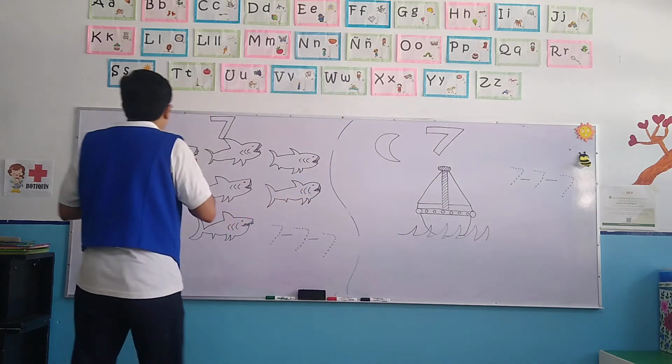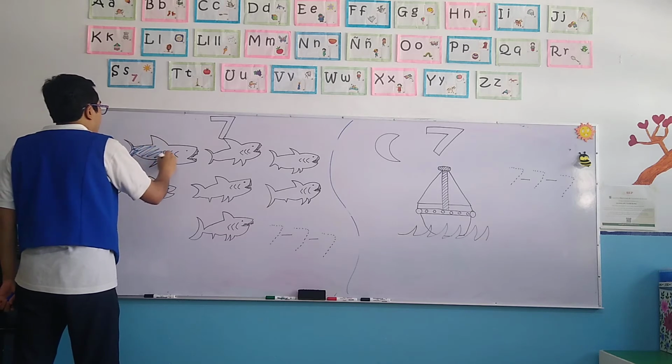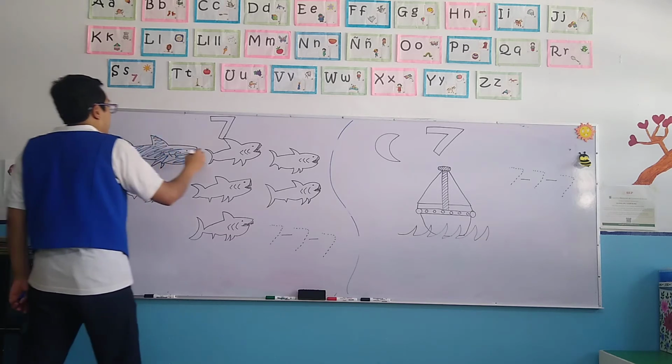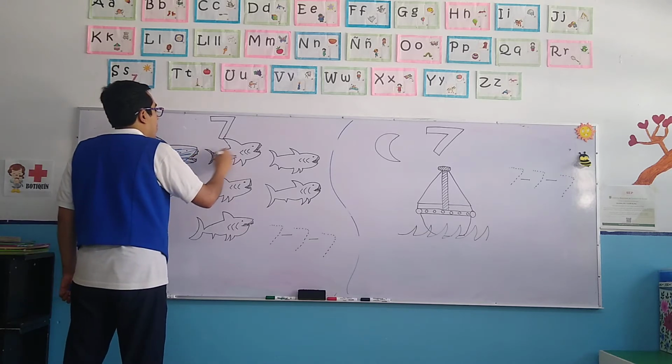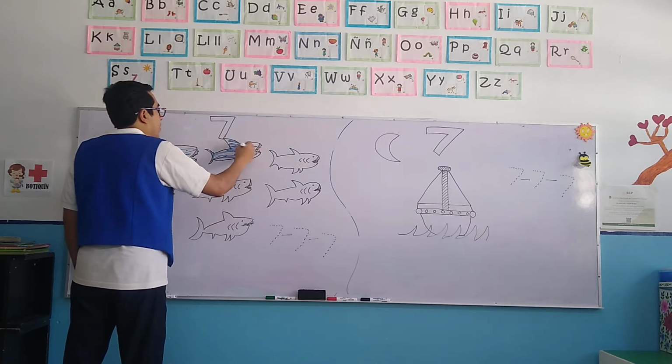Let's start. Sharks. Sharks are animals of the sea. Sharks are color gray or color blue.